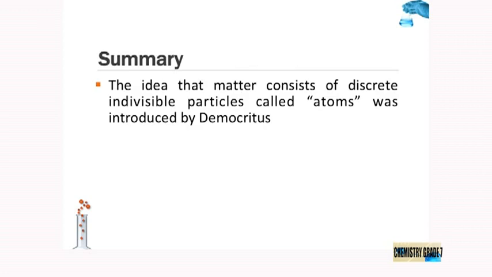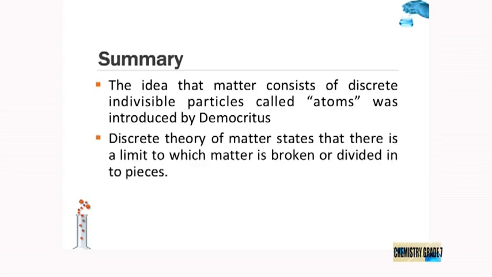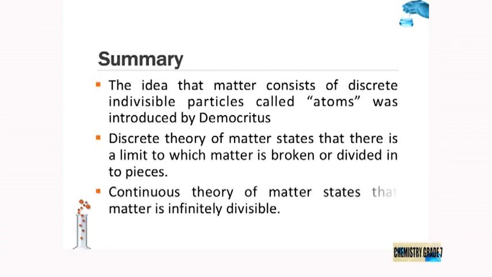In summary, the idea that matter consists of discrete, indivisible parts called atoms was introduced by Democritus. Discrete theory of matter states that there is a limit to which matter is broken or divided into pieces. Continuous theory of matter states that matter is infinitely divisible.